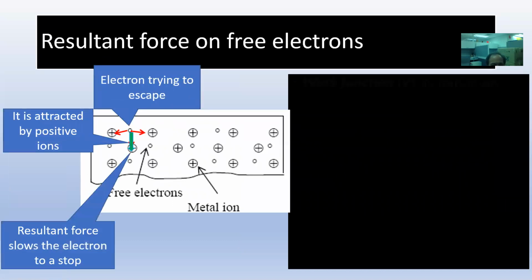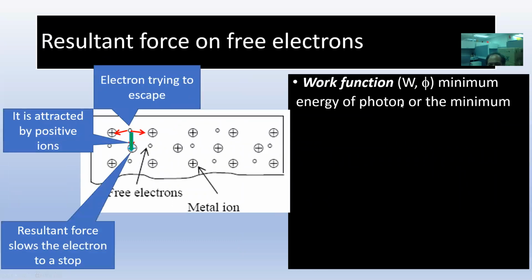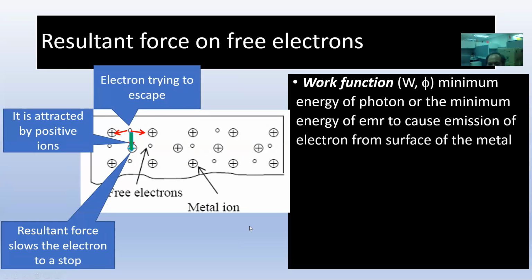We call that the work function minimum. This one you have to memorize. Minimum energy of photon or minimum energy of electromagnetic radiation to cause emission of electron from the surface of metal with zero kinetic energy. That's important. Energy of photon that cause it to be emitted with zero kinetic energy.